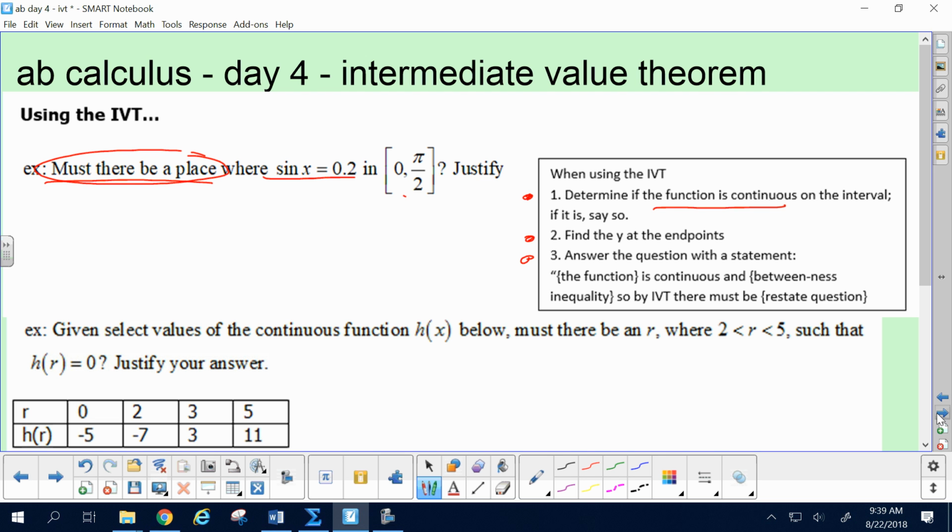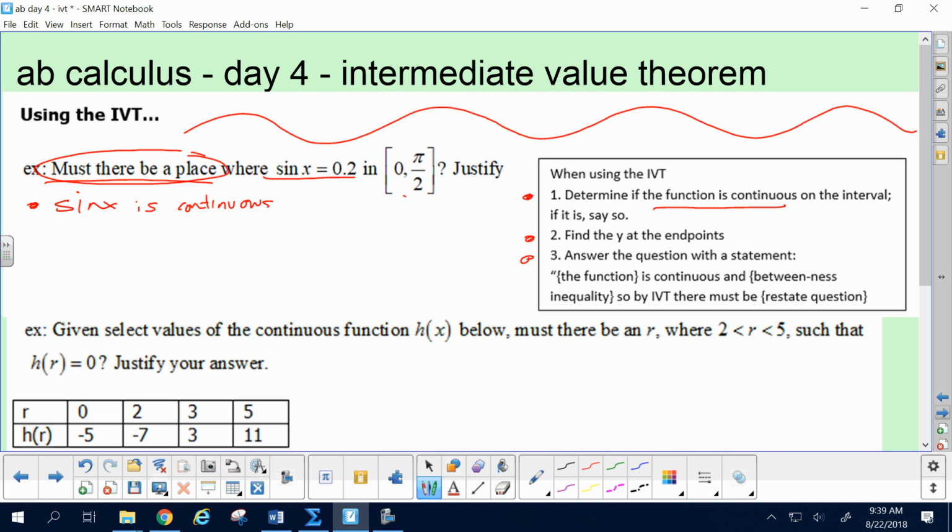The first condition is continuity. So start by saying sine, the sine curve. You're going to have to think about that in your brain. Is that a continuous curve? Yeah. Okay, so say that. Sine is continuous. The first condition is met.